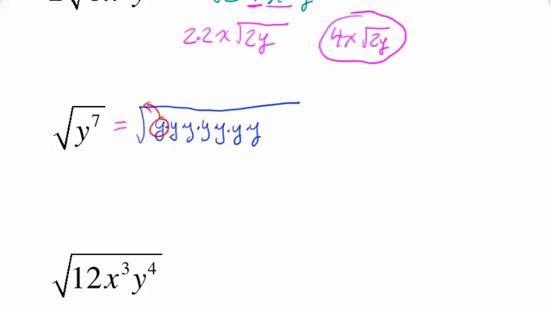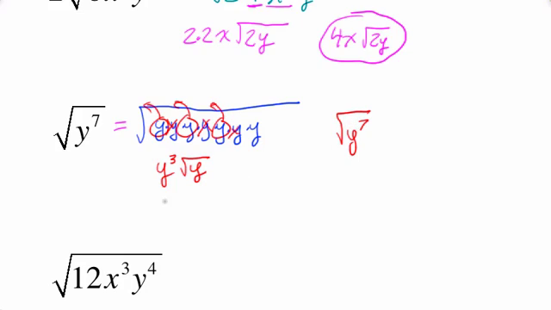Plus, it's really easy to lose track of what you've crossed out and what you've brought up. I'm bringing out a y, crossing out a y, bringing out a y, crossing out a y. So I'm left with just one y under the radical, but three y's came outside. Y times y times y, aka y cubed. So the final answer is y cubed root y. But let's try this problem again. The square root of y squared.